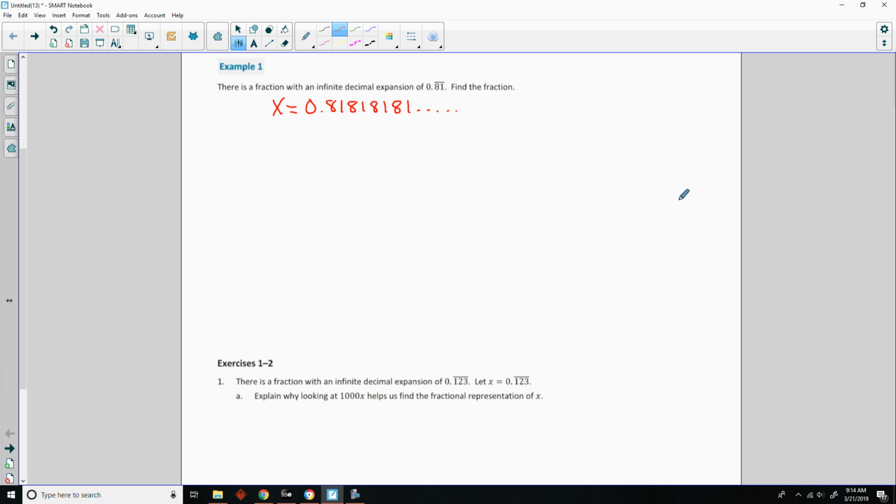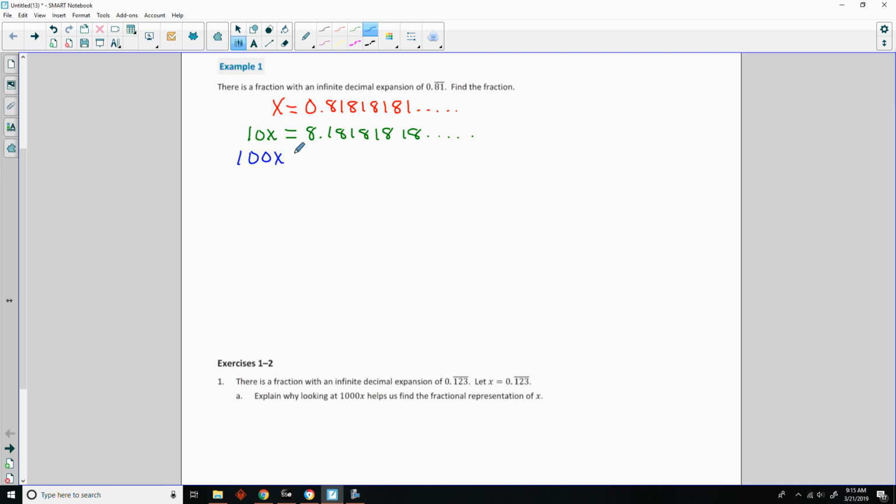That's my x. Now, if I multiply both sides by 10, then I get 10 times x on the left, and multiplying by 10 moves the decimal one place to the right. That would give me 8.1818 repeating. So notice my decimal now, the 8 and the 1 kind of just switched places because of the 8 moving over here. So now let's try multiplying it by 10 times 10, or 100.